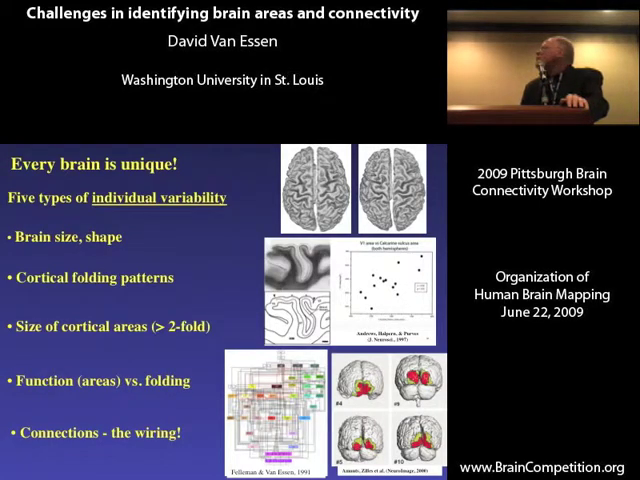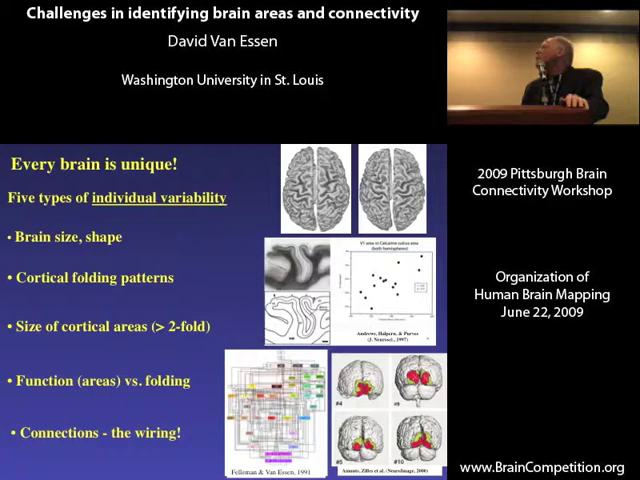Expanding on points I made earlier for the macaque and touched upon already, every brain is unique, and the kinds of individual variability we need to acknowledge and wrestle with start with just the macroscopic differences in size and shape. Those are fairly straightforward to compensate for.